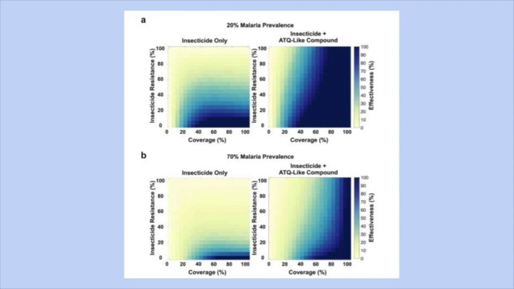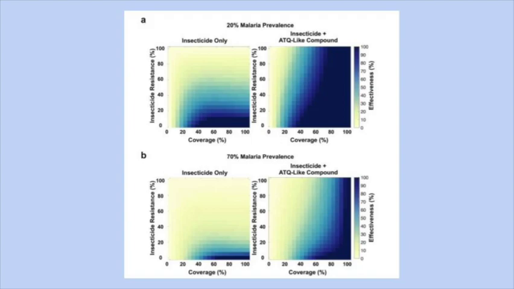Our y-axis represents the resistance to insecticides, and then the x-axis represents the coverage percent of the insecticide or the insecticide with ATQ-like compounds. We see that the coverage of our insecticide and ATQ-like compound in both 20% malaria prevalence and 70%, there's an increase in effectiveness, showing that with the ATQ added, even as insecticide resistance increases, the added ATQ-like compound shows 100% effectiveness.